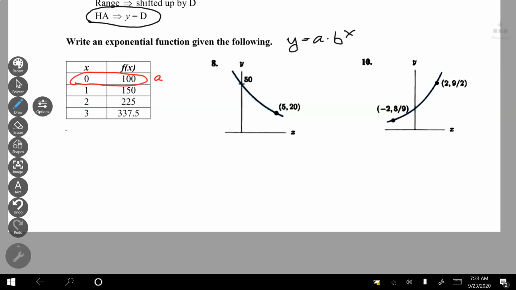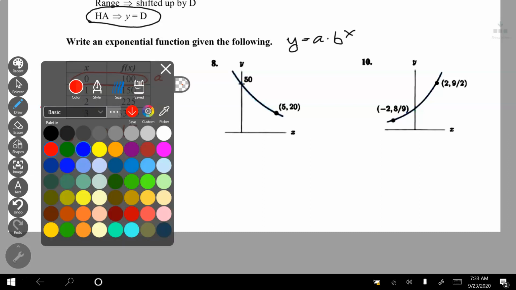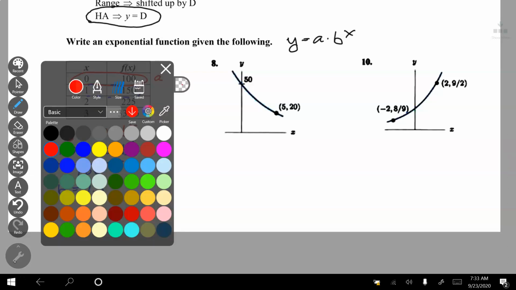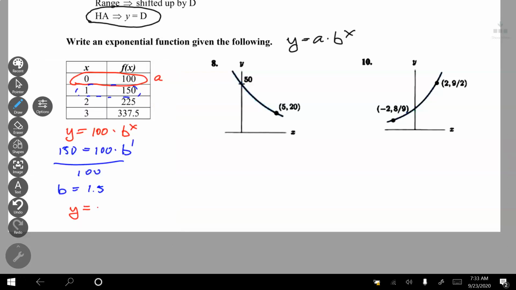It gives me the a value for 100, so y equals 100 times b to the x. And then I could just choose some other point. 150 equals 100 times b to the first power. Dividing by 100, I get b equals 1.5. I get my equation: y equals 100 times 1.5 to the x. And if it's 1.5, it should be growing. And look, my y values are increasing.